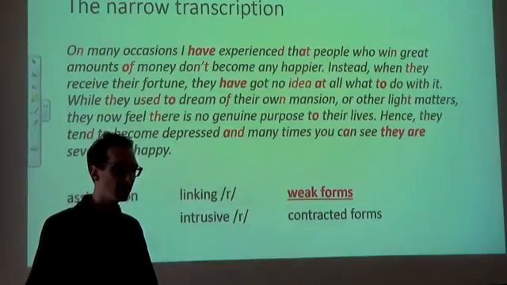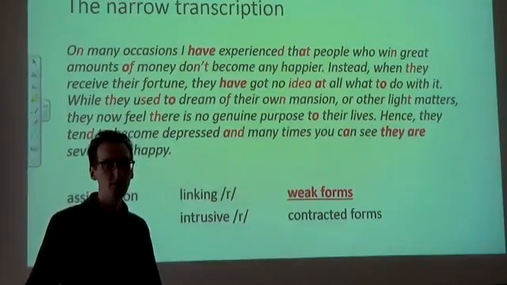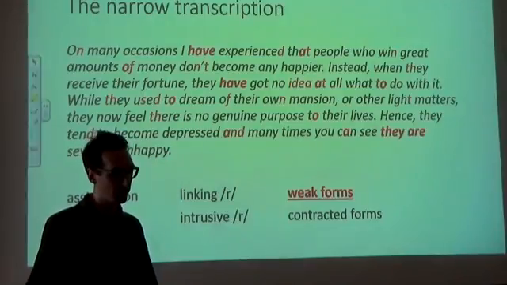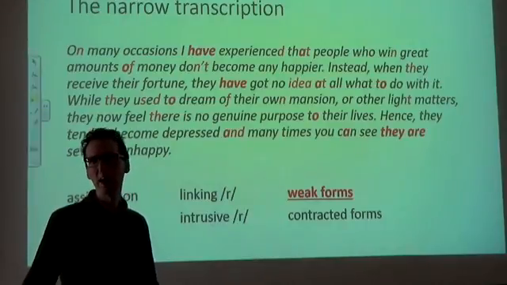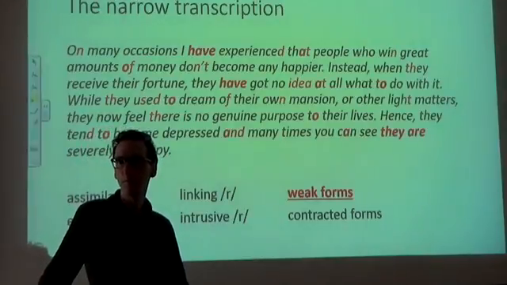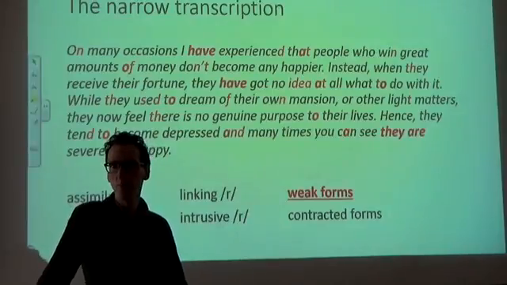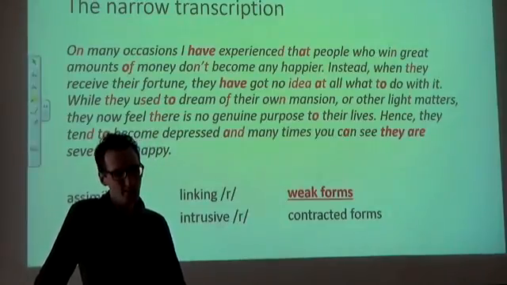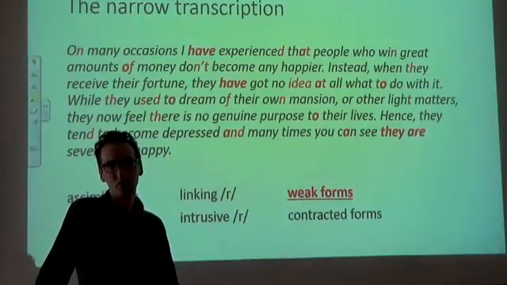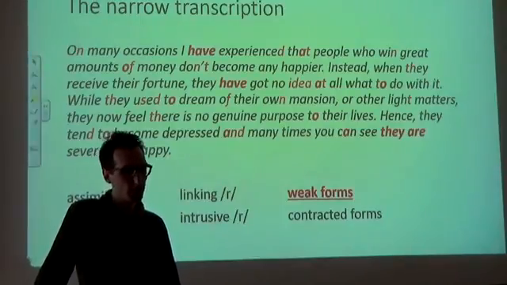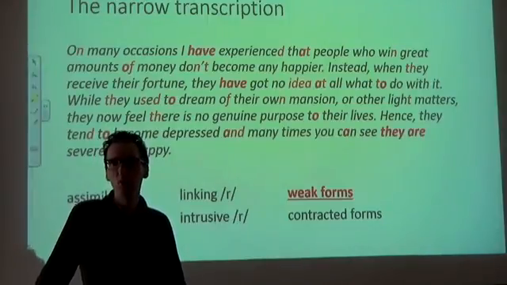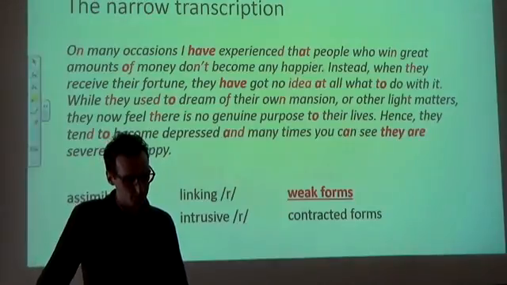Also the V sound at the end here is elided. Could be elided. Great amounts of money. Only happens in rapid speech, of course. Great amounts of money don't become. Two things happen here at the same time. Don't: the T is elided, the N is assimilated to an M because of the following B. So the T is elided first, then you say don't become, and that changes to don't become.